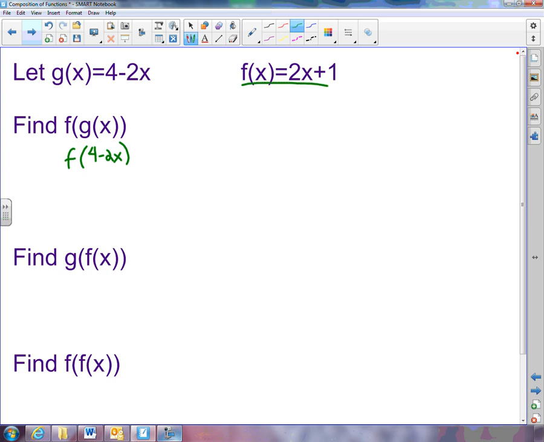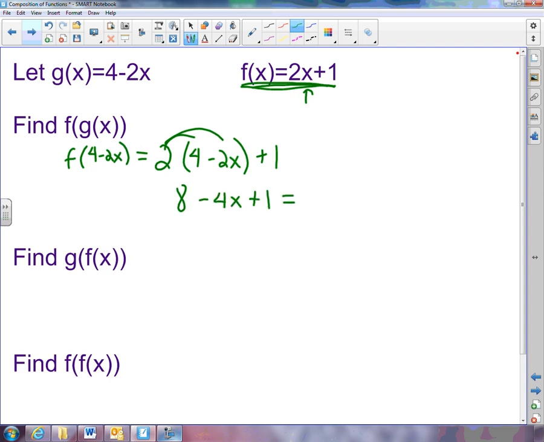So here, instead of f of 4 minus 2x, we're going to actually plug it into the function. So f of x equals 2x plus 1. We're going to do 2 times this quantity g of x, 4 minus 2x, plus 1. All we have done is taken our f of x and replaced the x value with g of x. Now we just simplify, and we get 8 minus 4x plus 1. This reduces to negative 4x plus 9. So this is our composition of functions.